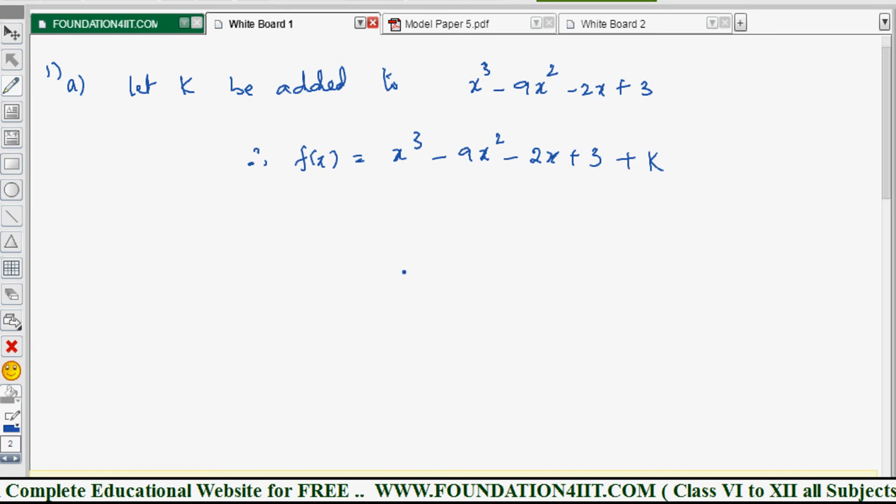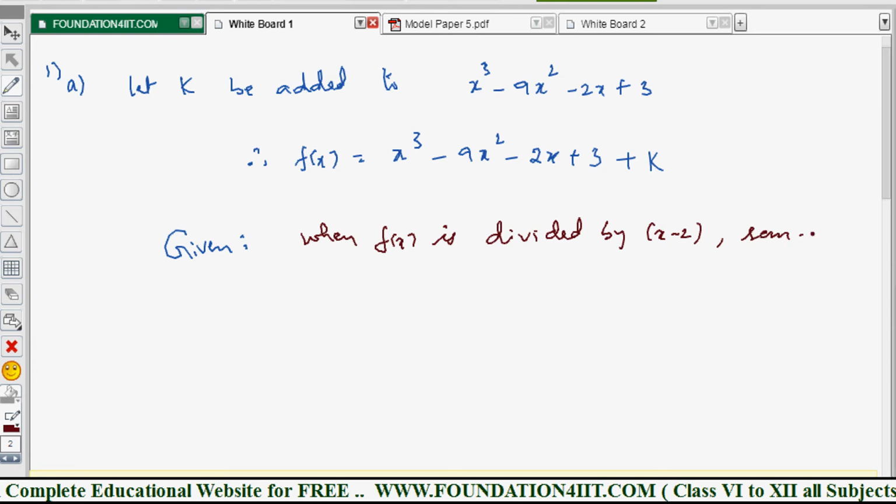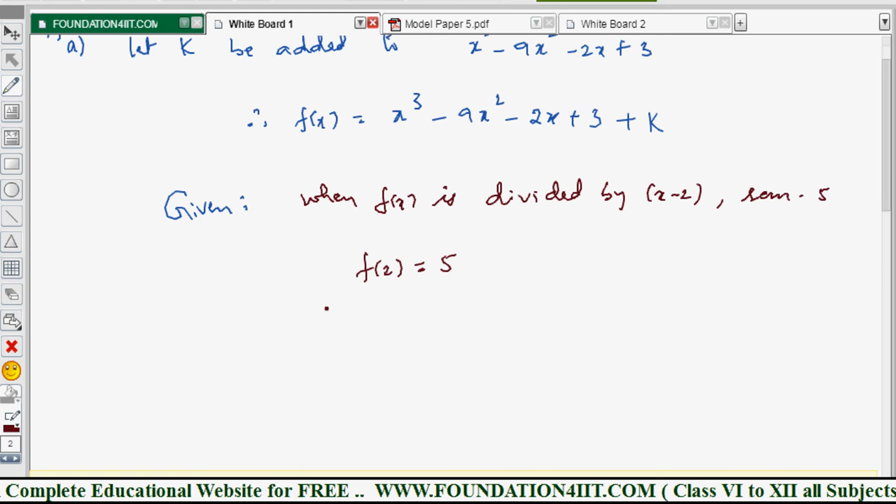Then f of x is divided by x minus 2. So given data, according to the question, when f of x is divided by x minus 2, then the remainder is mentioned, that is equal to 5. Therefore f of 2 is equal to 5, because x minus 2 is the divisor. This is by the remainder theorem. By remainder theorem we can take f of 2 is equal to 5.